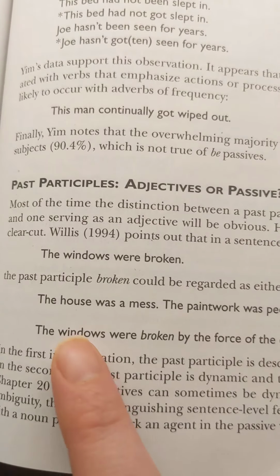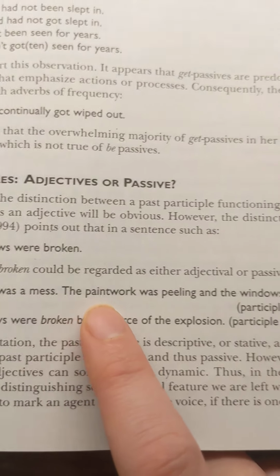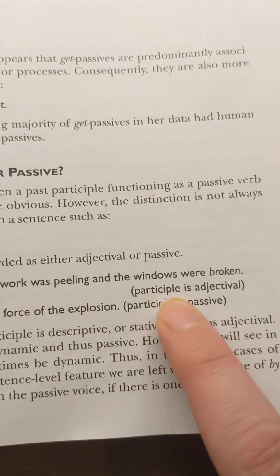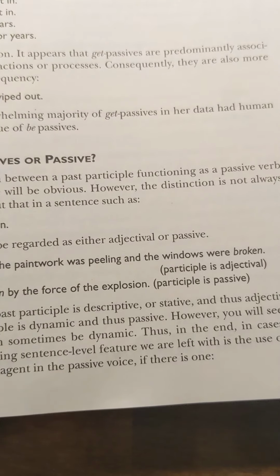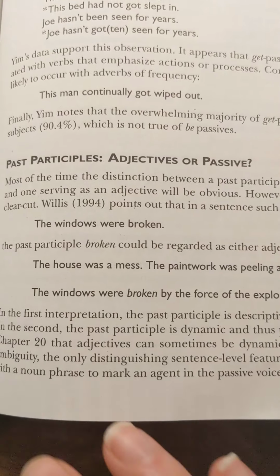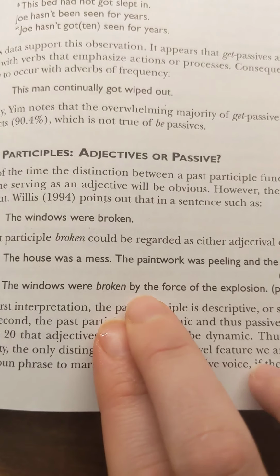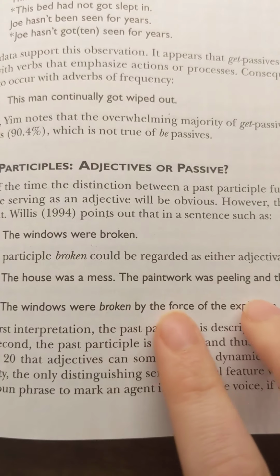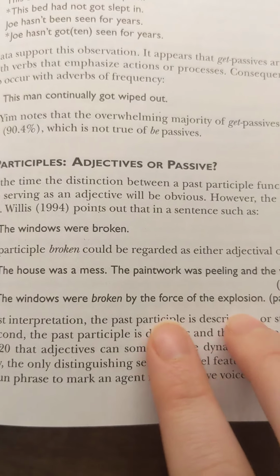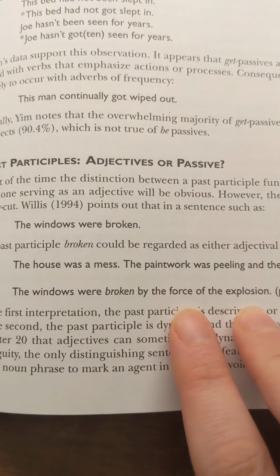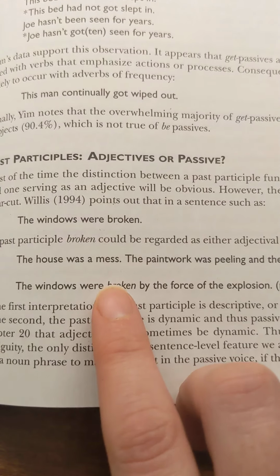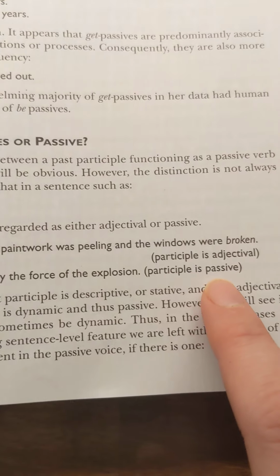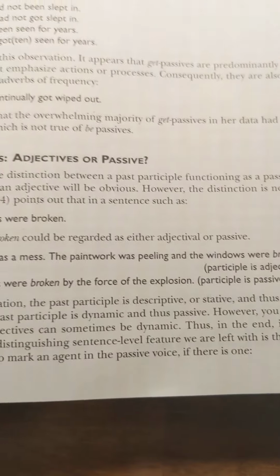So in this sentence, for example, the house was a mess, the paintwork was peeling, and the windows were broken. It's a participle that's used as an adjective. Now, in this sentence, the windows were broken by the force of the explosion. You have an object, an actor at the end, an agent, I guess you would say. The force of the explosion broke the windows. And so now broken is functioning as a passive participle.